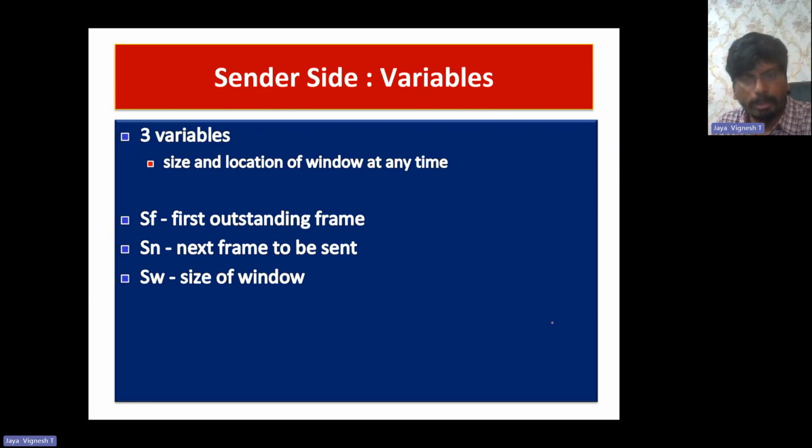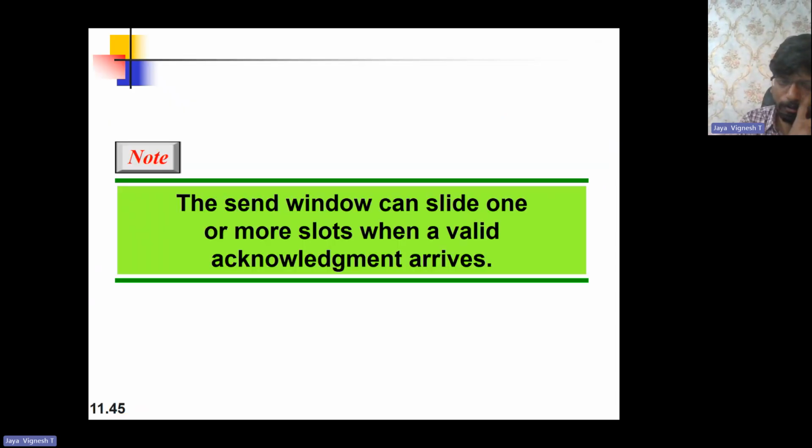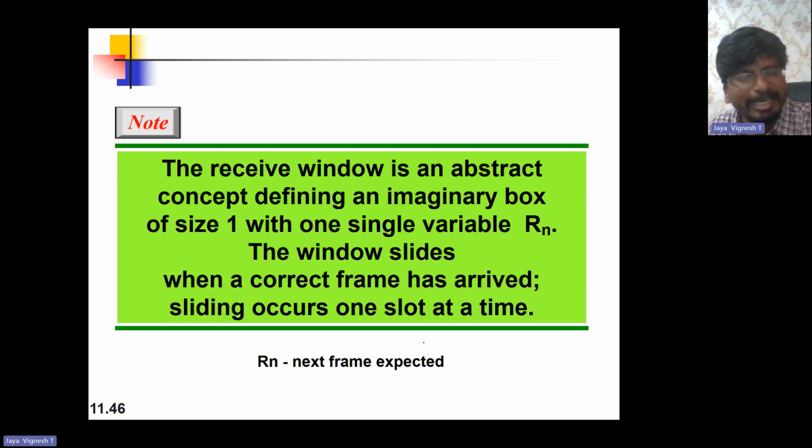Now, having understood the sender window, the sender window can slide one or more slots when a valid acknowledgement arrives. This is the fundamental difference compared to stop and wait, where it is only sending one frame at a time. Here you could send multiple frames. But the receiver side is the same concept as stop and wait. It is only expecting one frame at a time. The variable Rn tracks the next frame that the receiver is expecting, and slides when that particular frame is received. So it is only moving one slot at a time and is expecting only that frame in order.